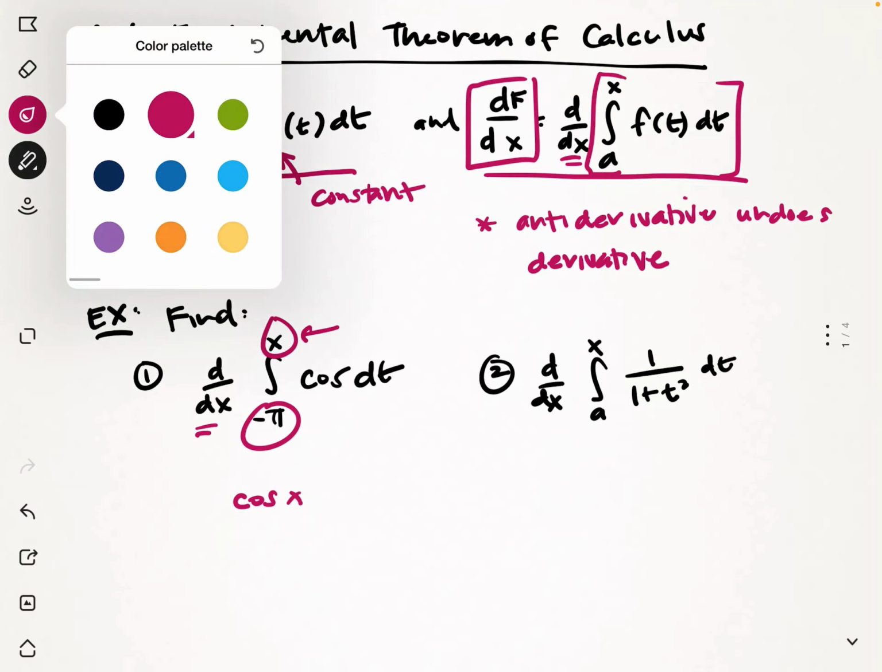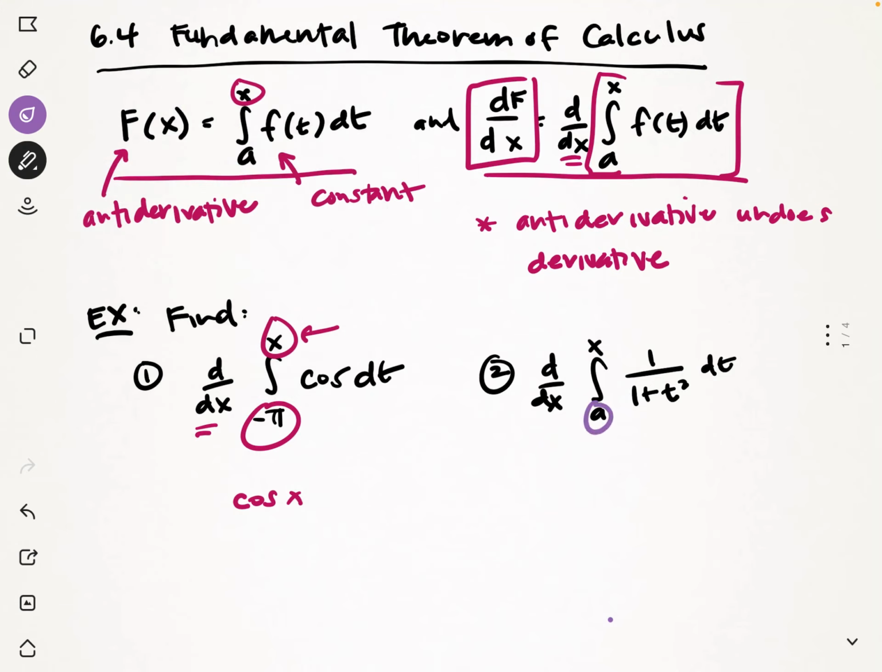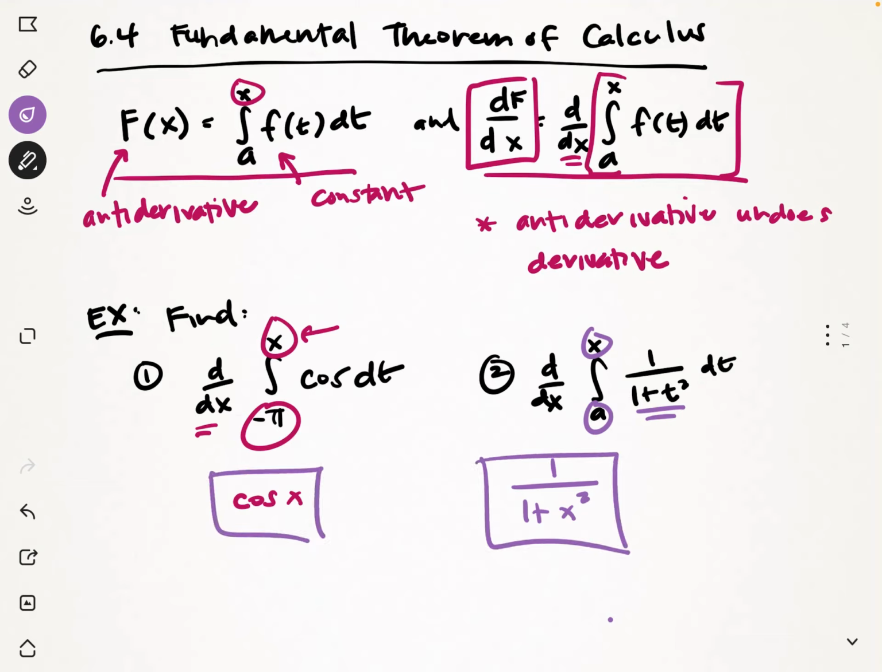Okay, likewise for the second one, because we have a constant here and an x here, then all we do is take our function and replace t with an x. So super easy and straightforward. It's just demonstrating that if the bottom of our integral is a constant, if our start is a constant, excuse me, and the top is just x, then it's the function. The integral and the derivative undo each other.